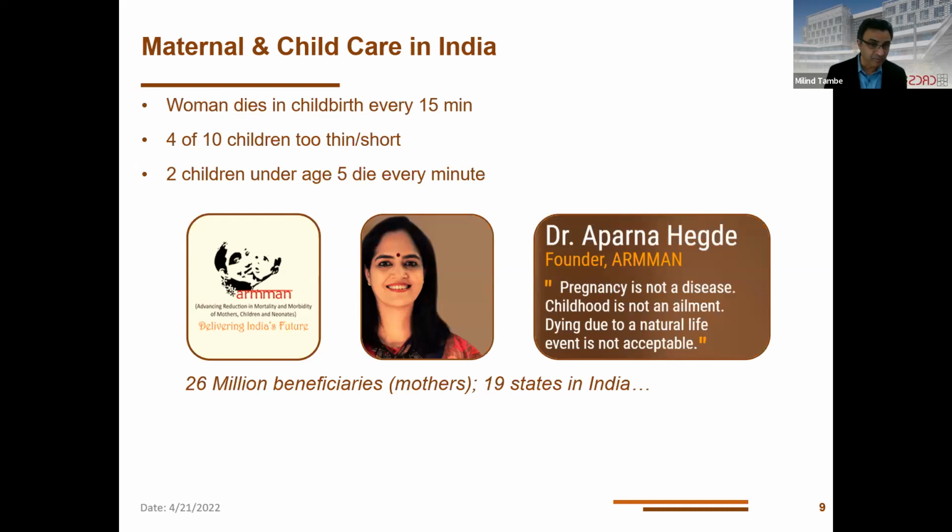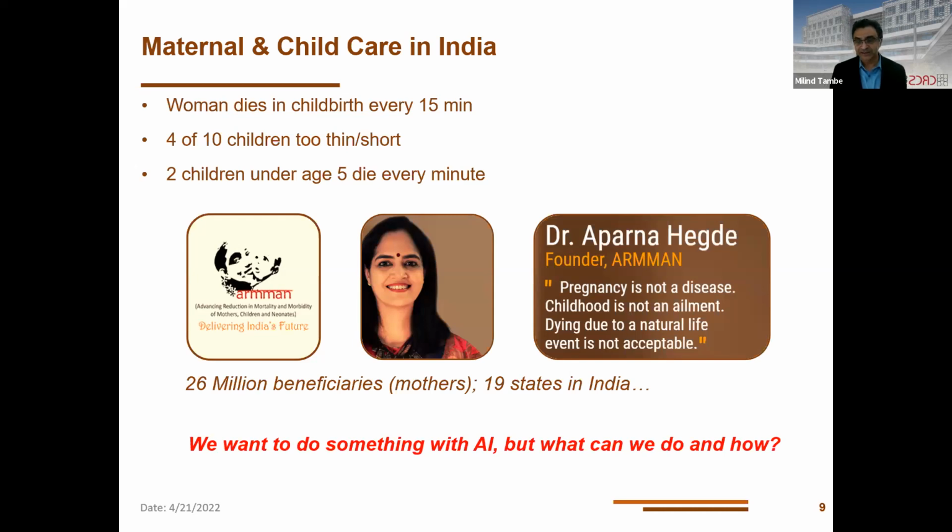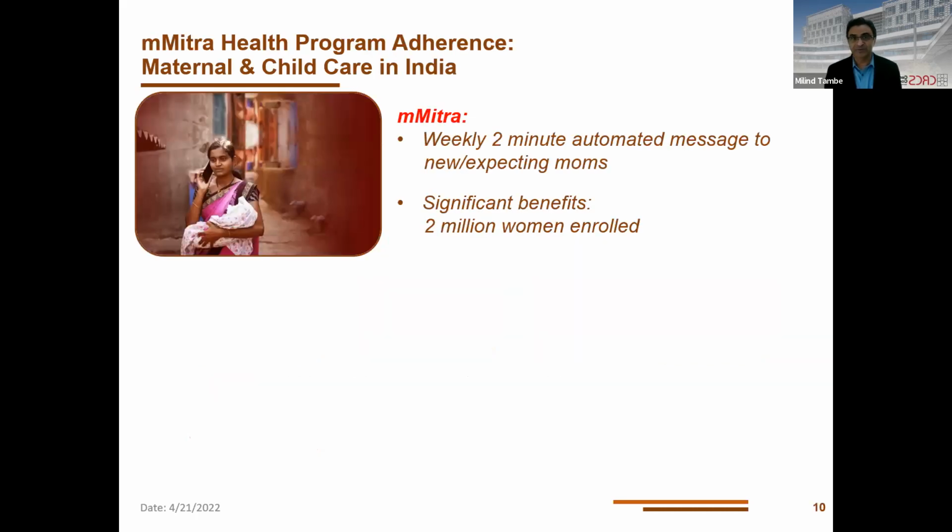So we are very inspired, but what can we do with AI? And that's one of the big challenges, to figure out what is the right problem to work on in collaboration with agencies such as ARMMAN. In this case, we selected a problem which is based on one of their programs called Mitra, or Mobile Friend. It's a weekly 2-minute automated voice message to new or expecting mothers. So there's 141 voice messages that go out. A message may be of the form, you are 3 months into your pregnancy, you should use this health supplement. Or your baby is 3 months old, enroll the baby in a government program.